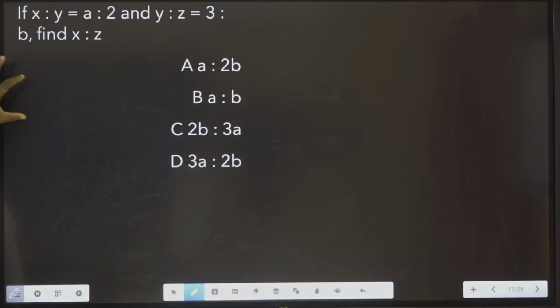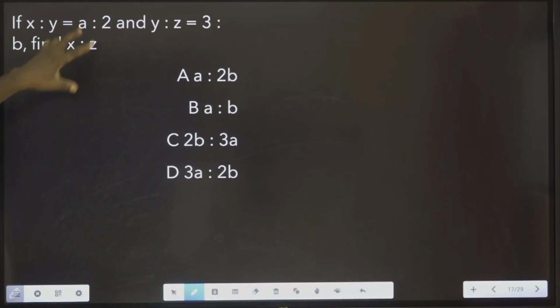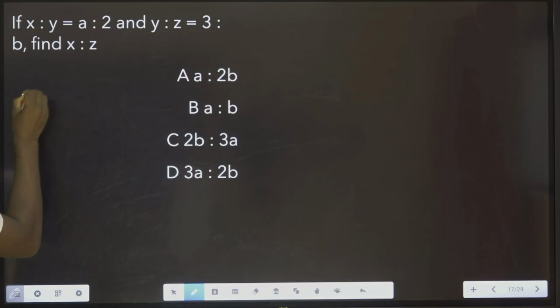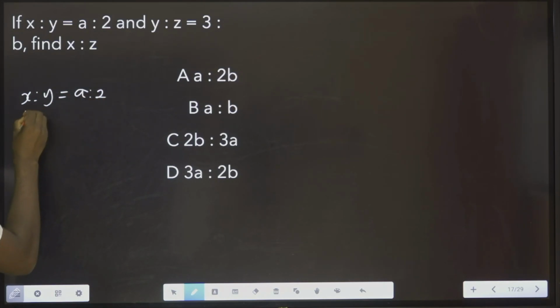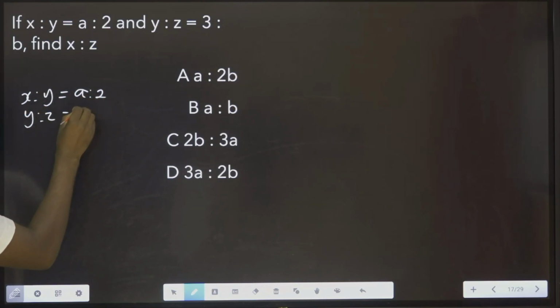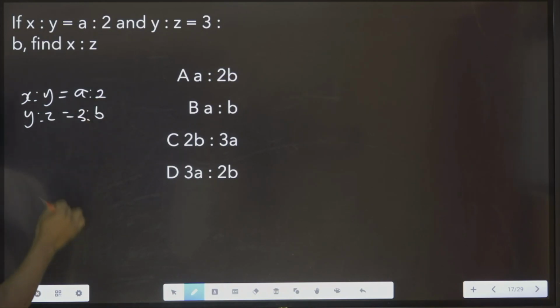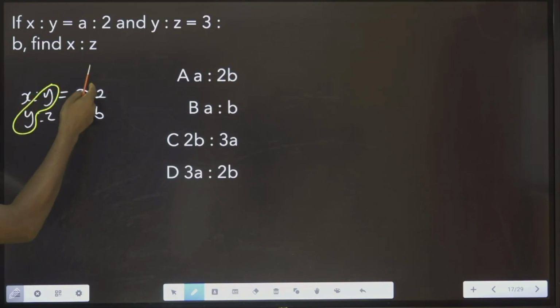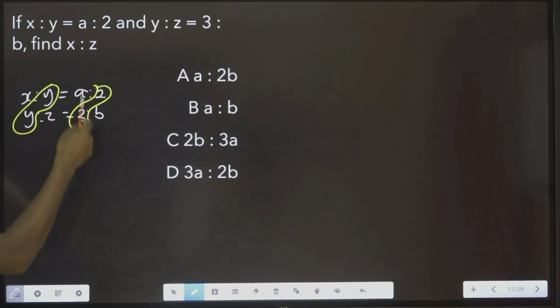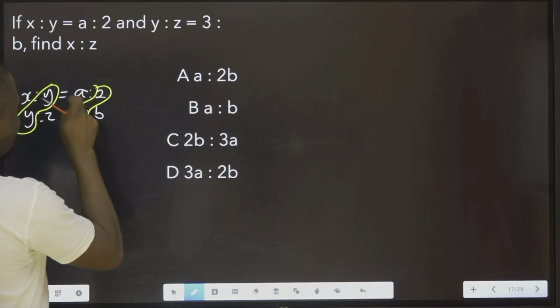Let's look at this. It says, if this ratio is equal to this ratio and this ratio is equal to this ratio, we find ratio X to Z. So X to Y is this. Y to Z is, okay, what is common here is Y. So it means this is common. So we are going to make this to be the same. LCM of these two is what? 6. So we are going to make this 6 and make this 6.